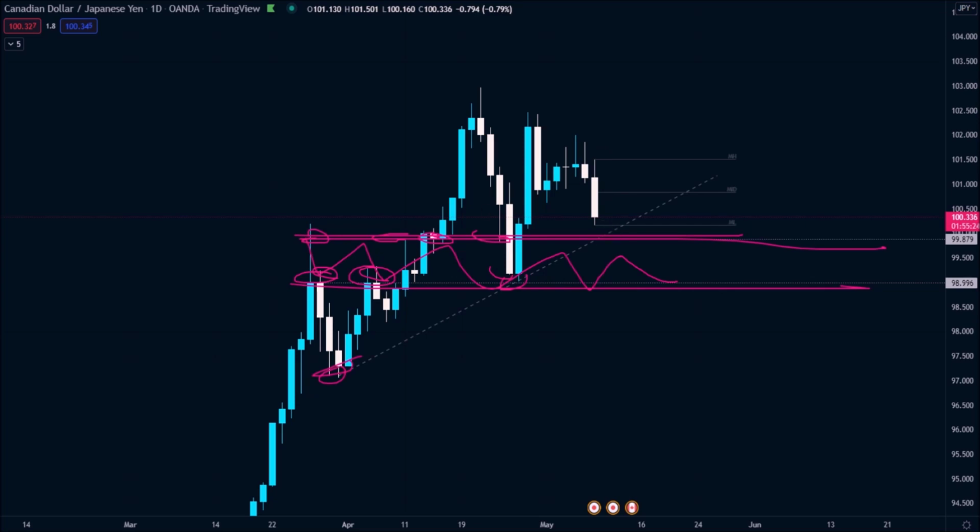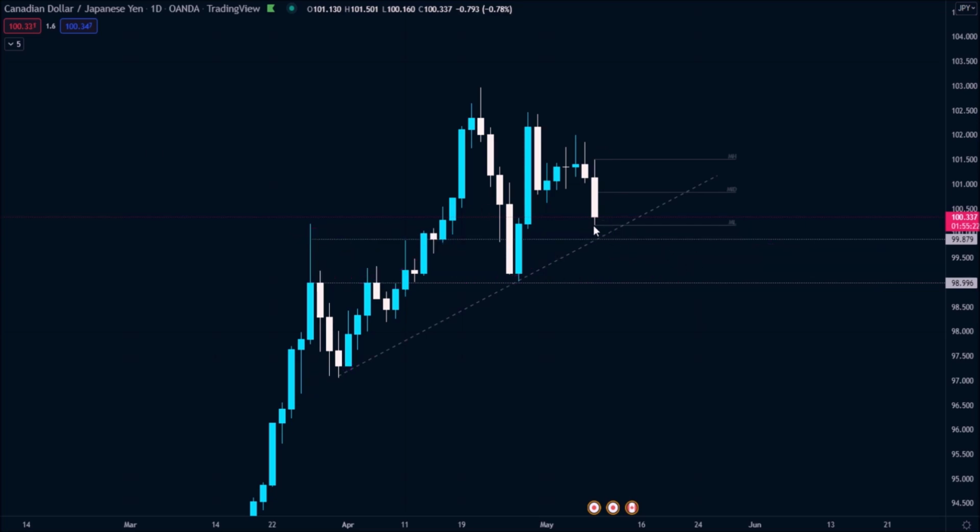So I'll be looking for Monday's low anyway. If we come down, sweep, and then straight back inside, snap back inside Monday's low, then I'll be looking for some buying opportunities. So this will be a deviation, and then you can utilize Monday's levels to get involved with a trade to the upside.